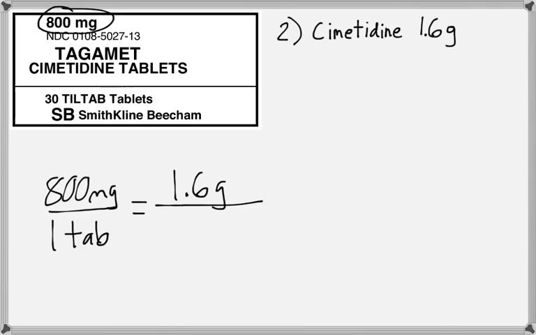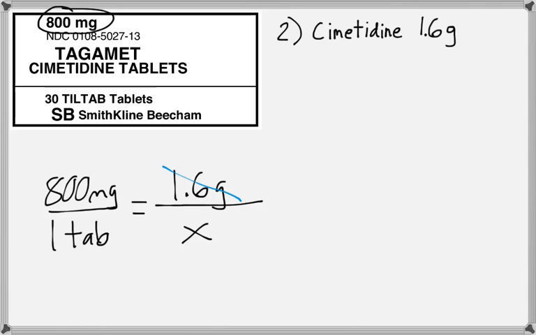We don't put it over the 30 tablets because the 30 tablets is how much is in the bottle. So when it's a tablet question, you always put it over 1 tab. And then we can solve this. Although we actually can't solve it yet because I need to convert.